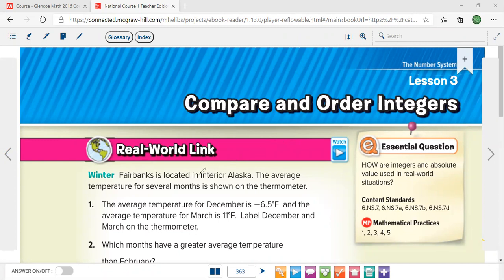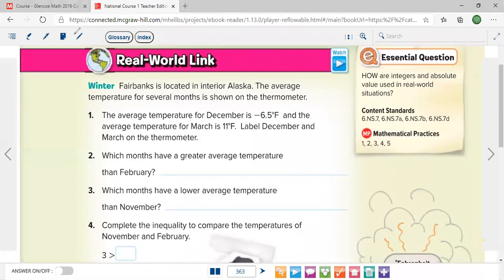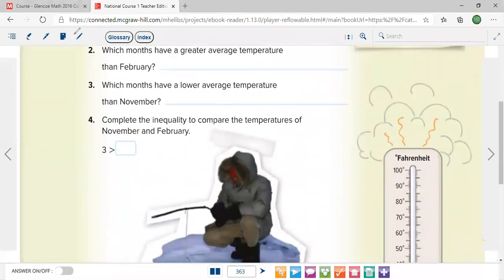Fairbanks is located in interior Alaska. The average temperature for several months is shown on the thermometer. Number one, the average temperature for December is negative 6.5 degrees Fahrenheit, and the average temperature for March is 11 degrees Fahrenheit. Label December and March on the thermometer. This is very easy. Just go and label on the thermometer.